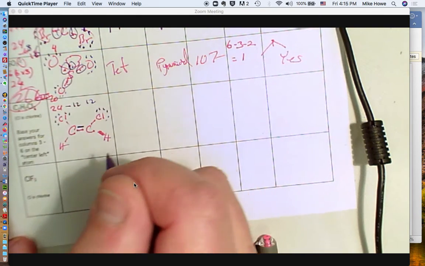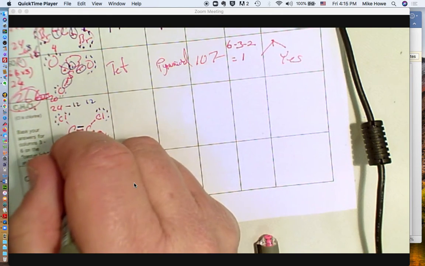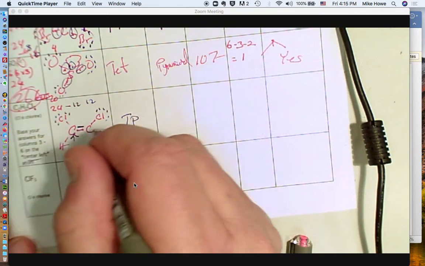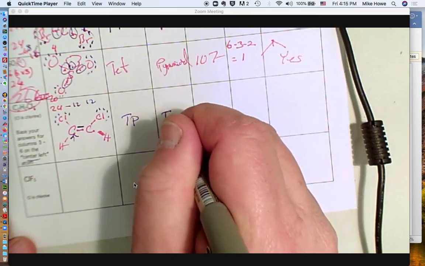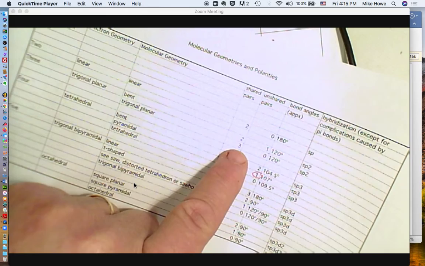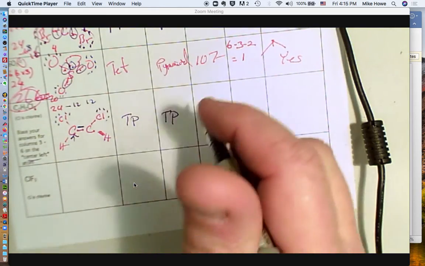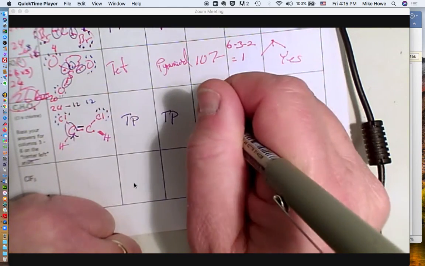And that's our picture. Okay, the domain geometry on the center left, that's this one right here, will be trigonal planar because there's 3 domains. So 1, 2, 3 domains. There aren't any unshared pairs, so that is also trigonal planar. Once again, I'm looking here. 3 shared, no unshared. So it's trigonal planar for the molecular geometry. Bond angle, the angles here, 120 degrees.